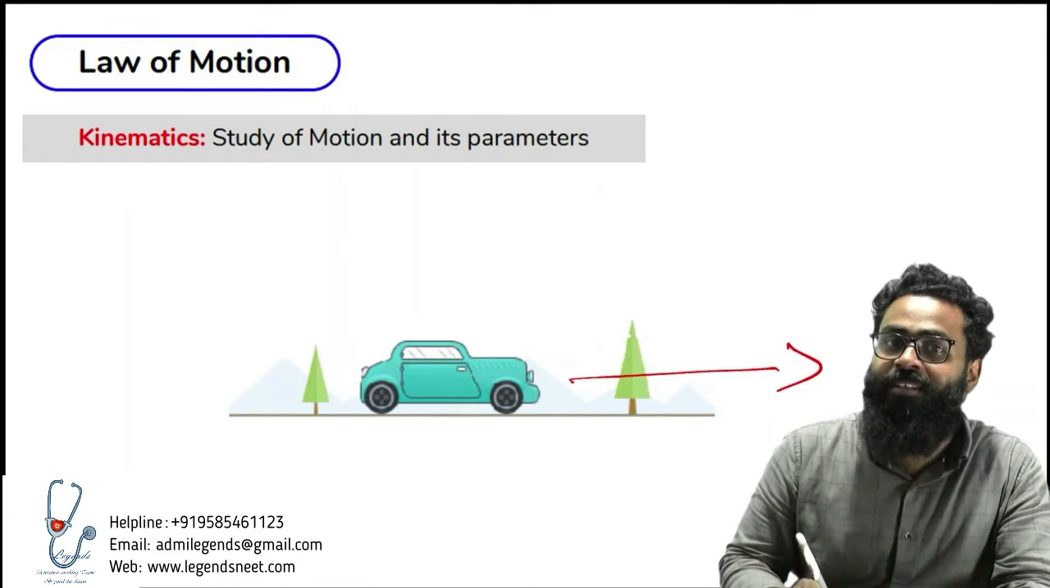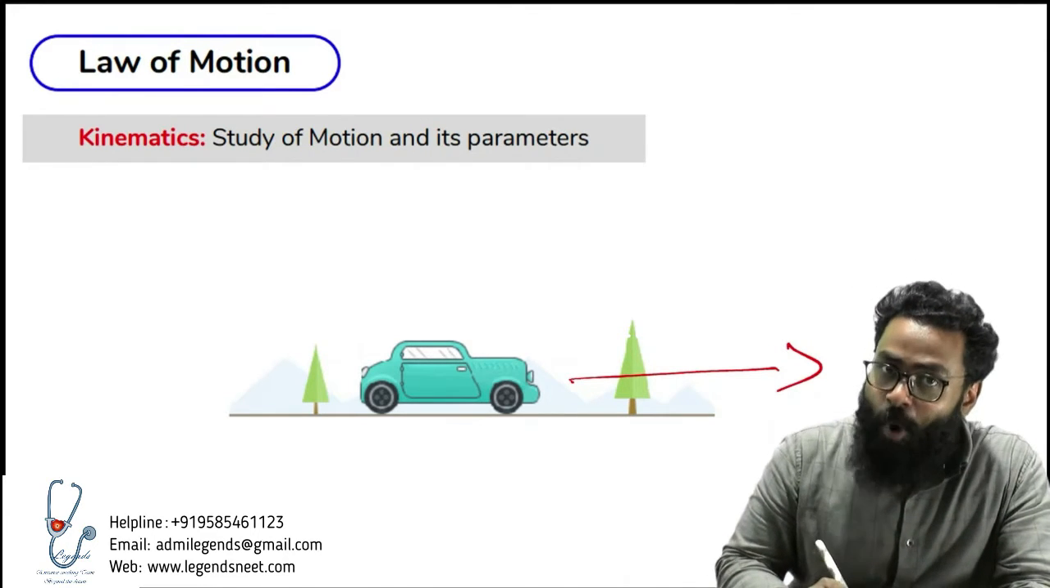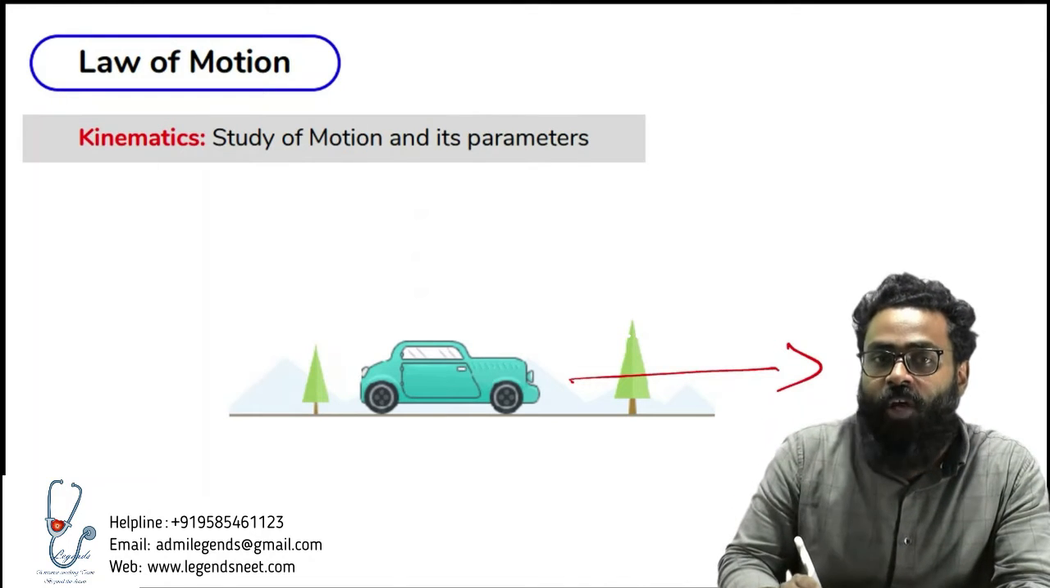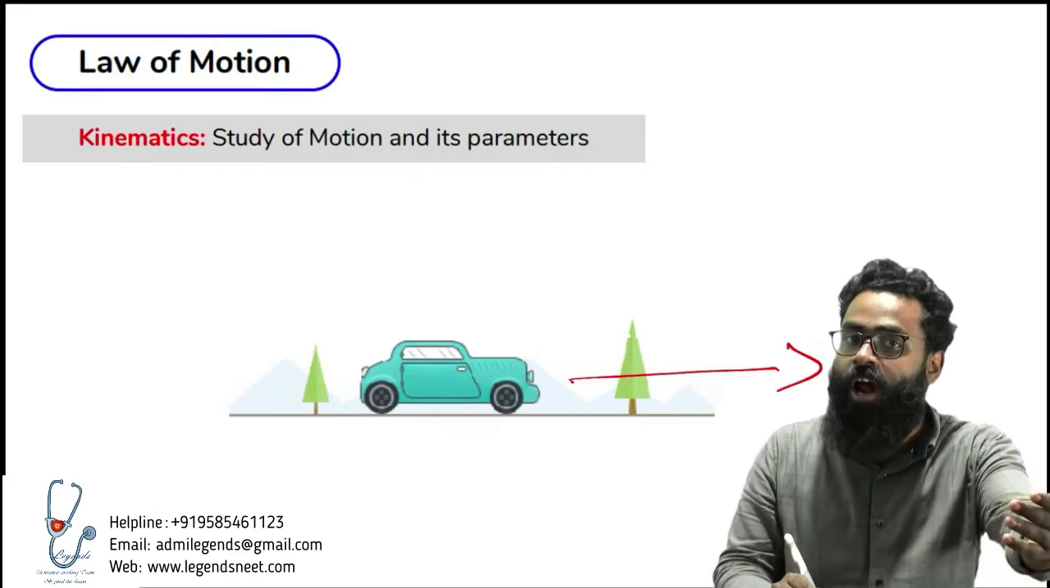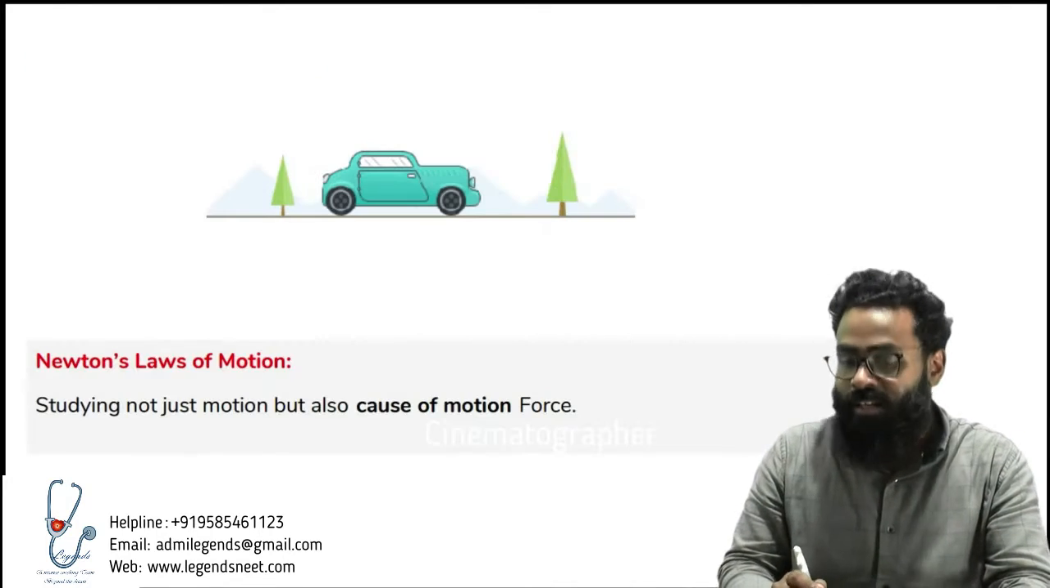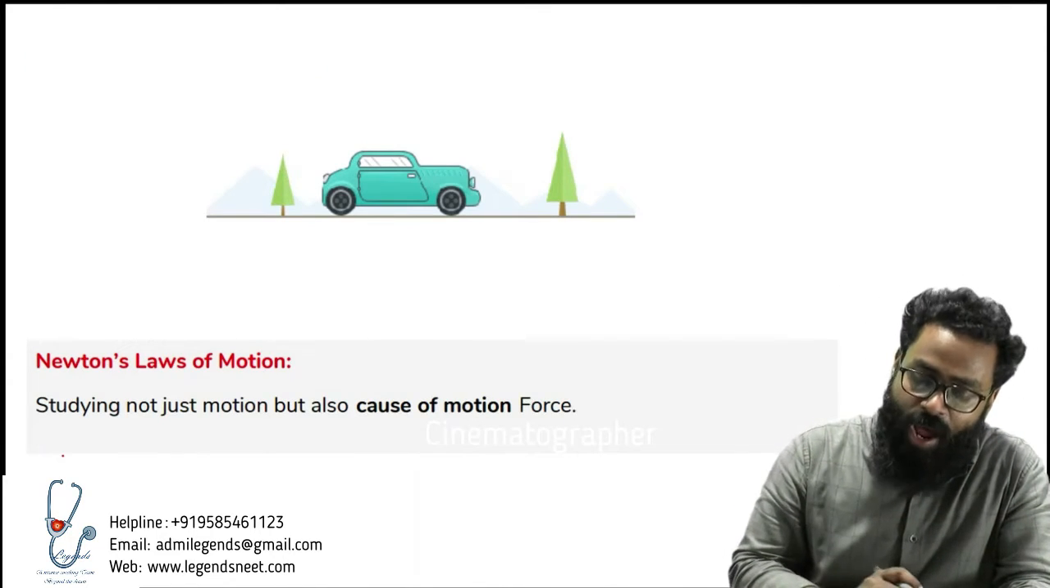You have assumed that the car is moving, so there will be a motion, and the parameters of the motion are velocity, acceleration, speed, etc. Clear that? Then we have to move on to the next slide.